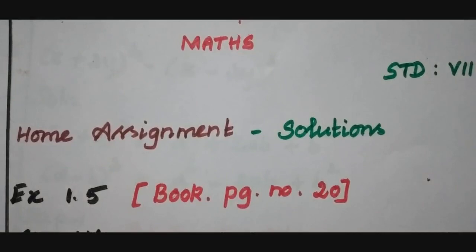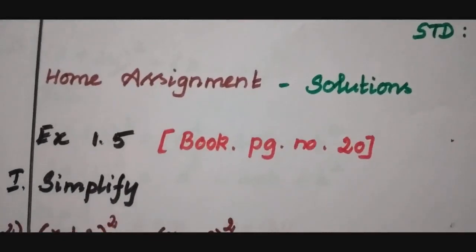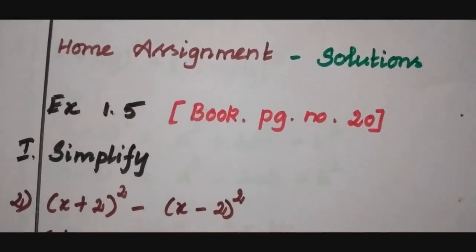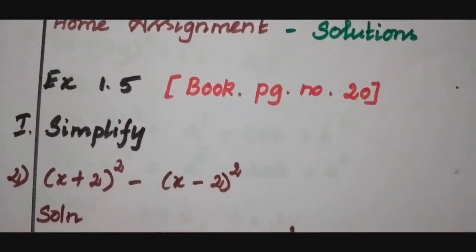Have you all done your Maths homework? Yes. Let us check the solutions for previous day home assignment. Exercise 1.5 in your book, page number 20. Roman letter 1, simplify: (x + 2)² − (x − 2)².